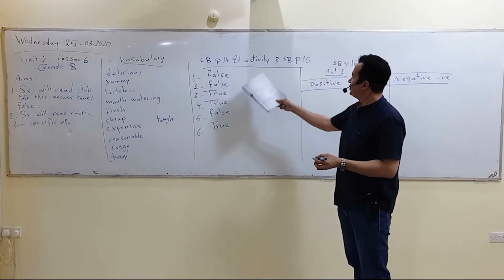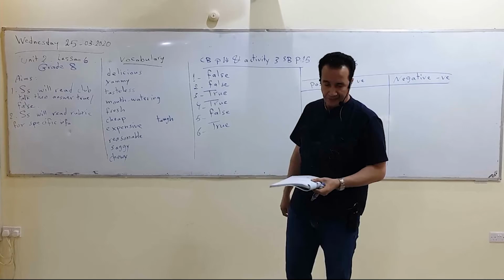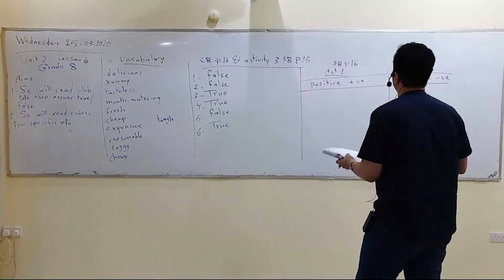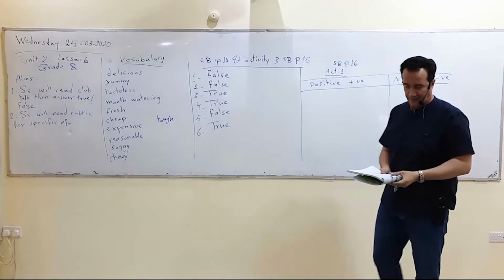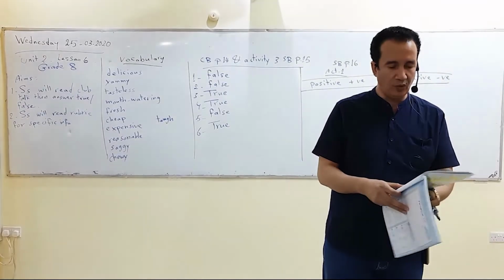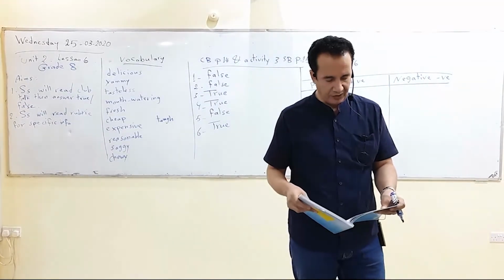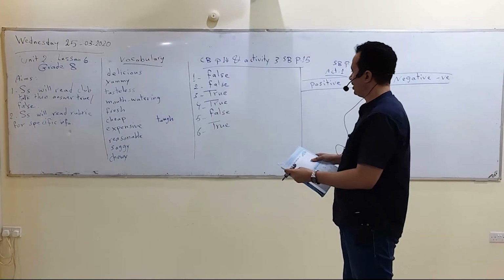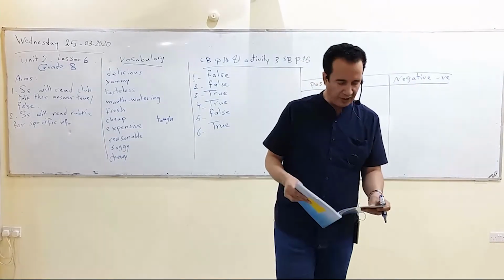This is the end of activity 3 of skills book, page 15. Now we move to activity 1 on skills book, page 16. Activity 1 on page 16, it says, describing food and drink. Here we will learn some sentences and some words. We use them to describe the food and the drink.